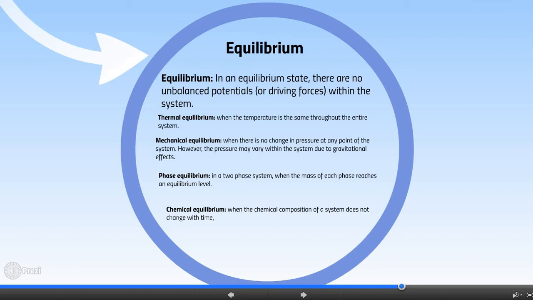If a system involves two phases, it is in phase equilibrium when the mass of each phase reaches an equilibrium level and stays there. Finally, a system is in chemical equilibrium if its chemical composition does not change with time, that is, no chemical reaction occurs. A system will not be in equilibrium unless all relevant equilibrium criteria are satisfied.